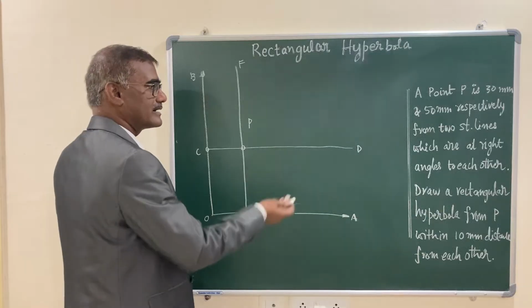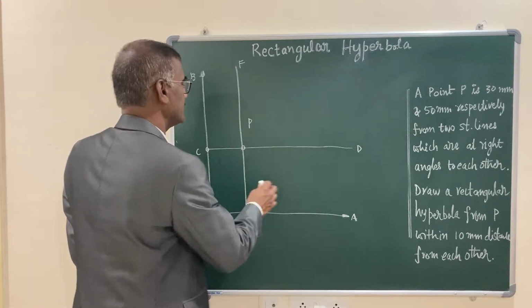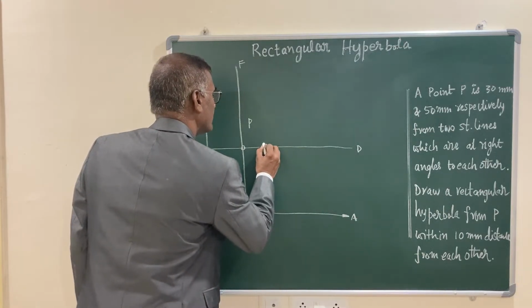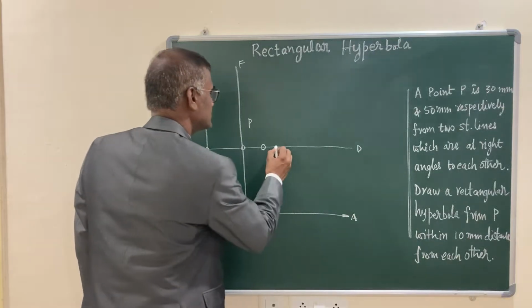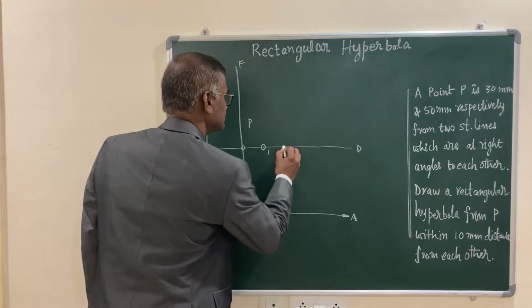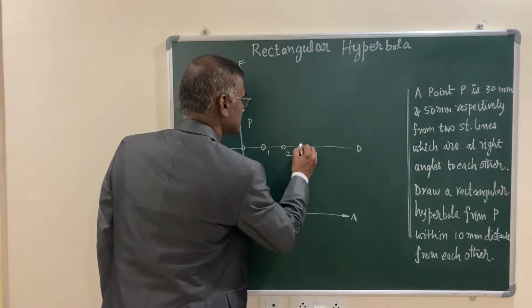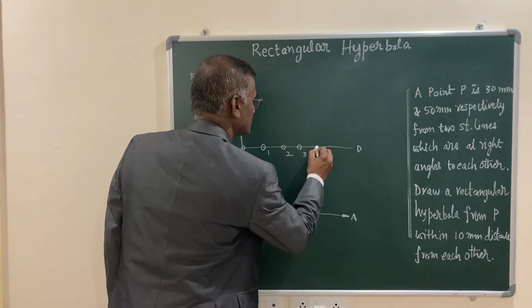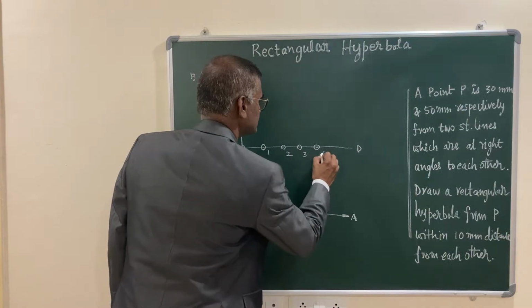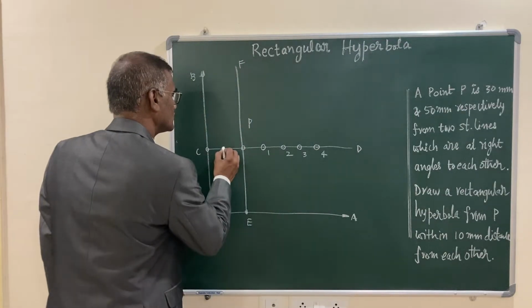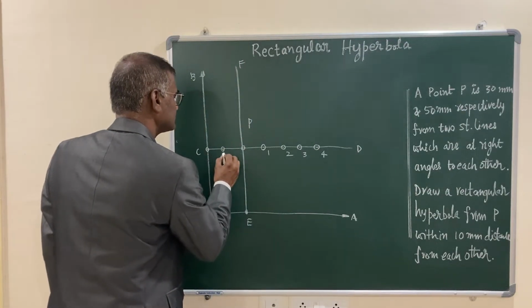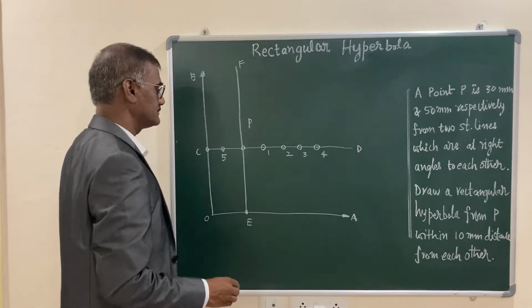Let us mark randomly along CD 4 points to the right of reference point. This is 1, 2, not necessarily equidistance. You can take randomly 4 points you have taken, and to the left of it you take 1 point. I am calling it as 5.